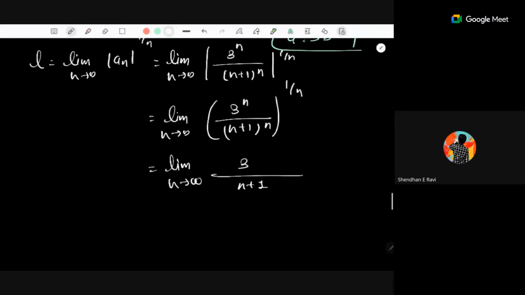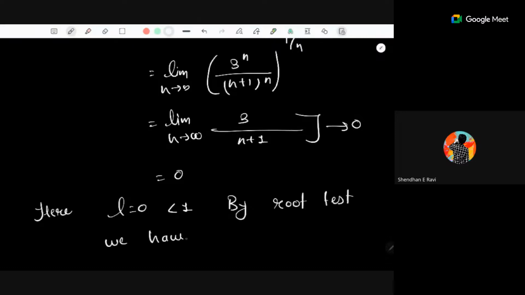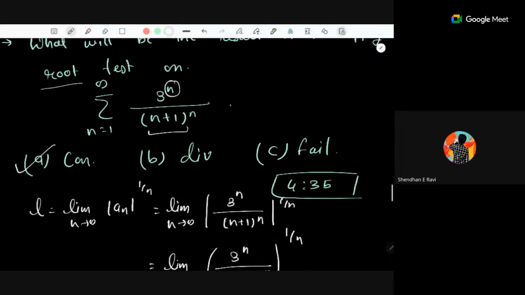Right? And this limit is kind of easy. As n goes to infinity, this whole term will go to 0. So the value of L is nothing but 0. Here we get L equals 0, which is strictly less than 1. So by the root test, we have that the summation converges. So the answer is A. That means this series converges by the root test.